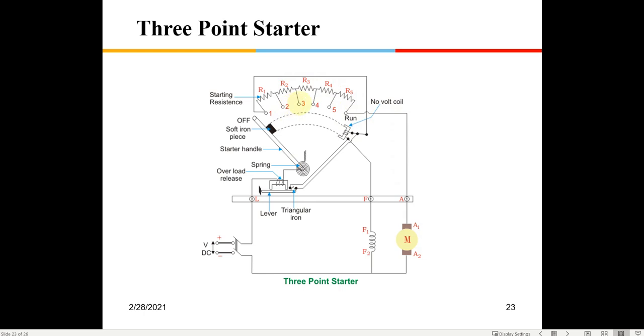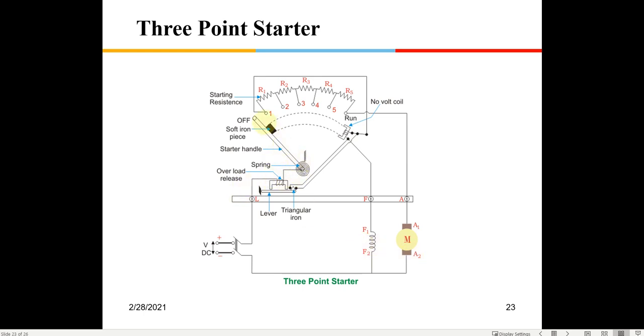As this rod keeps moving from 2 to 3, 4 to 5, and comes to the run position, finally after some time the power supply available will be through this coil, through this rod, through the run position and the armature. So the entire voltage is available to the armature. What happens to the field?